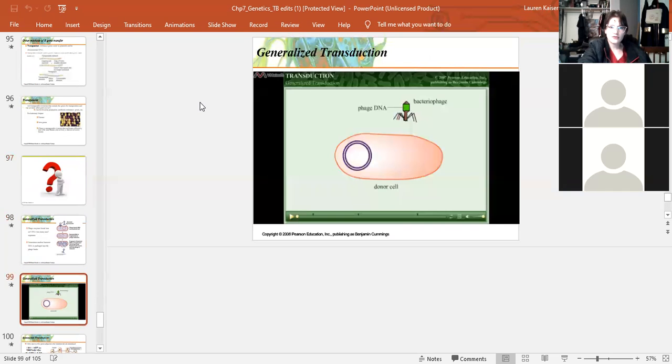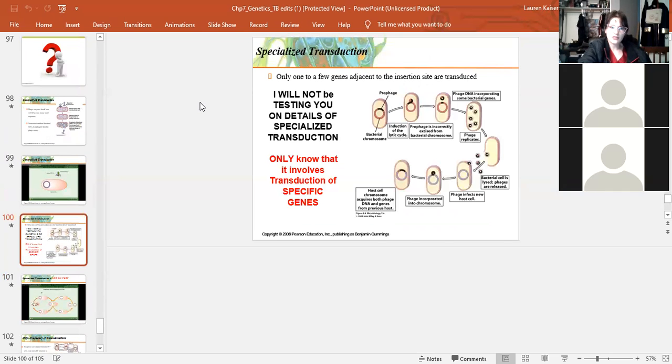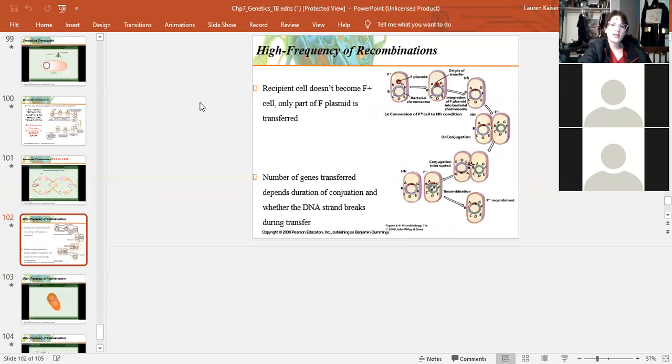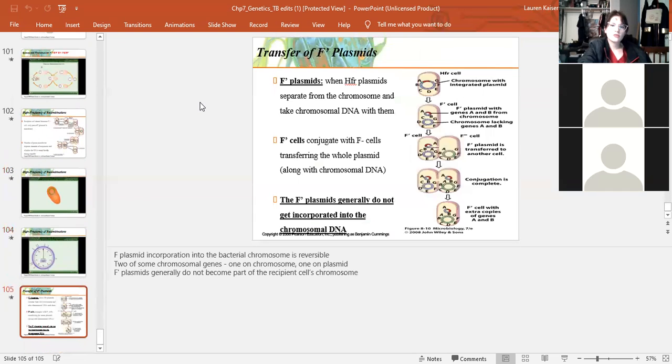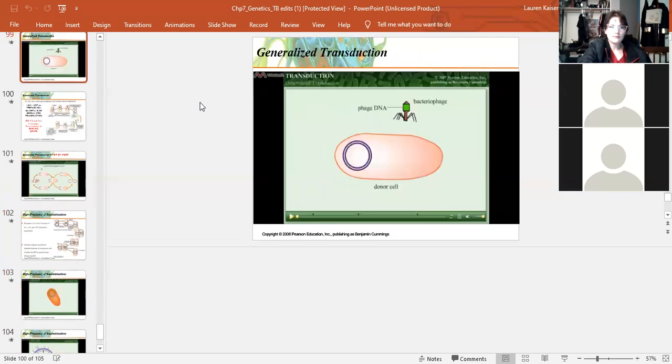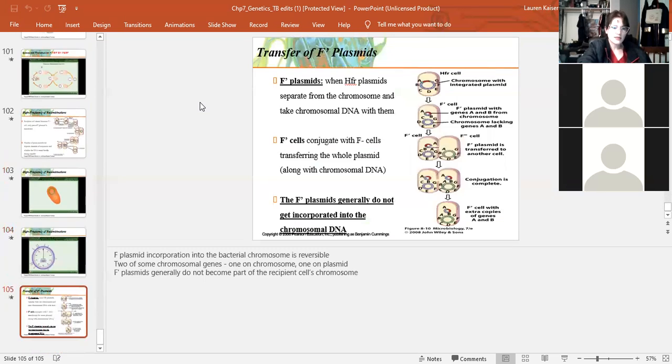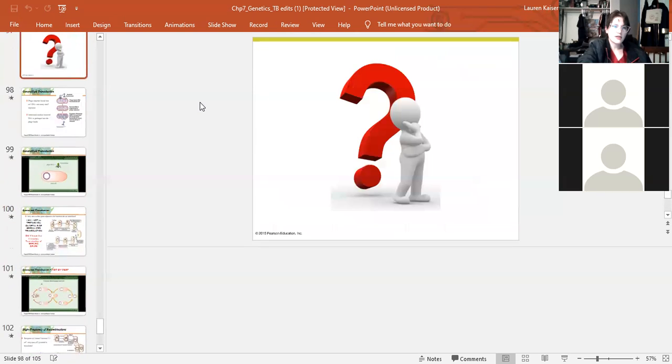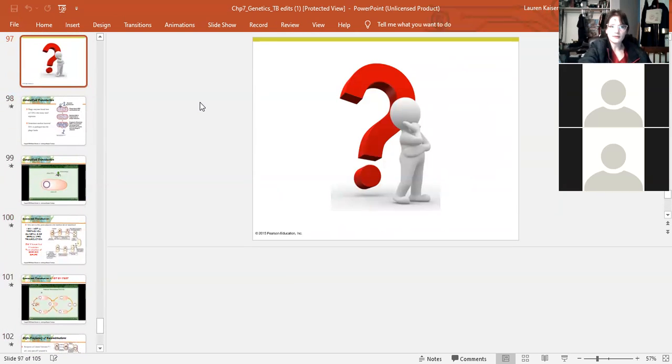We talked about generalized transduction, right? Versus specialized. I think she put these at the end because she doesn't really want you to know it that well. If it's past this question slide, you don't need to worry about it. I'm gonna stop that there. Nobody freak out. So that is that. You're okay.